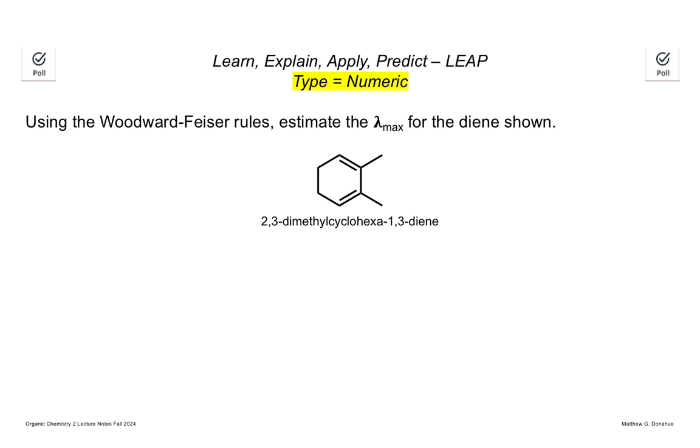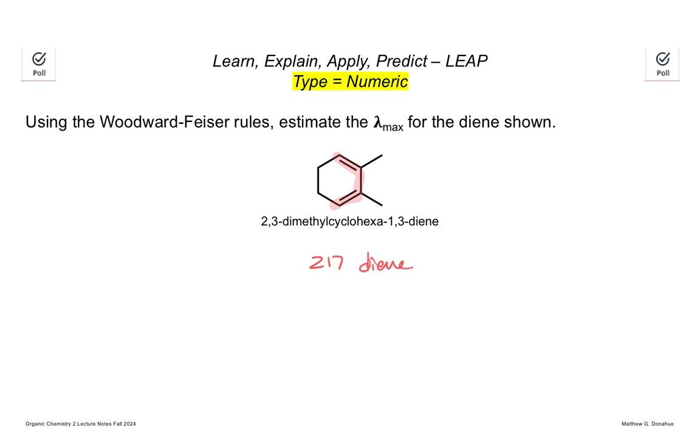So we'll do a quick calculation here. We need to remember the numbers, so I'm going to slide back. Okay, so looking at this structure, there's the diene. So that starts at 217.